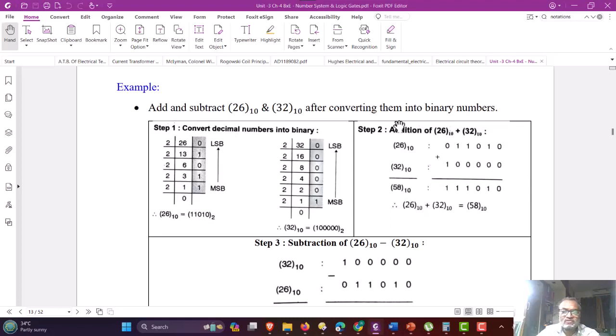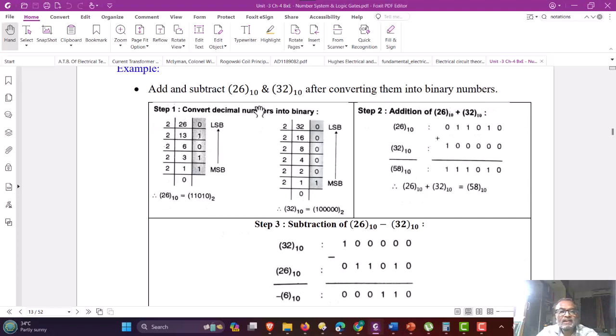Some of the questions that are asked in the examination are now considered. Add and subtract decimal number 26 and decimal number 32 after converting them to binary numbers. Means there is addition of the two numbers and then you have to perform the subtraction of the two numbers, and that is to be done by converting them to binary numbers.